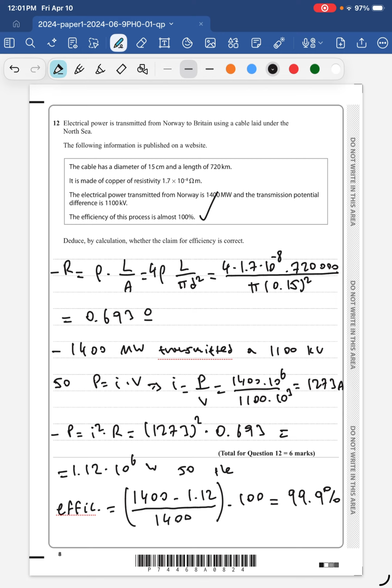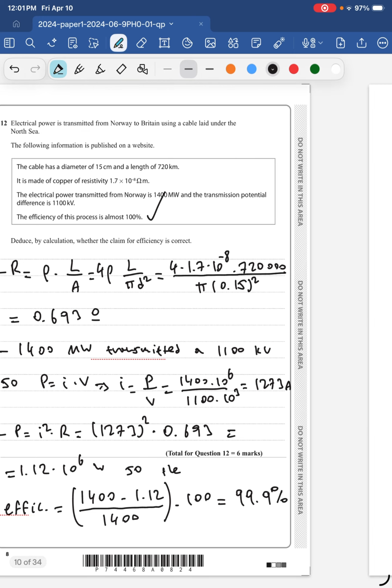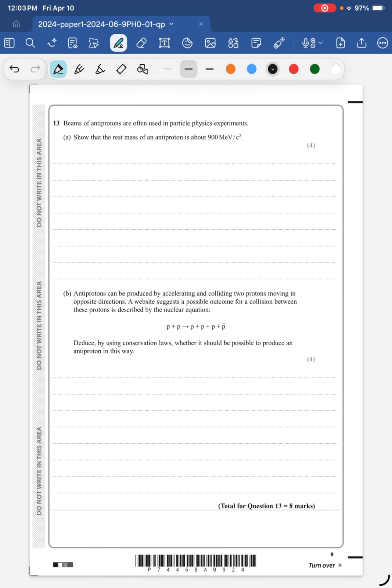Okay, moving on to question 13 now. Beams of antiprotons are often used in particle physics experiments. Show that the rest mass of an antiproton is about 900 MeV per c squared.